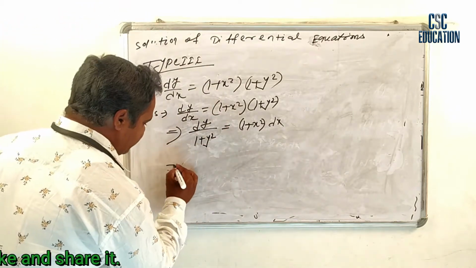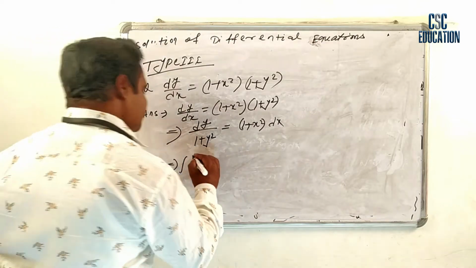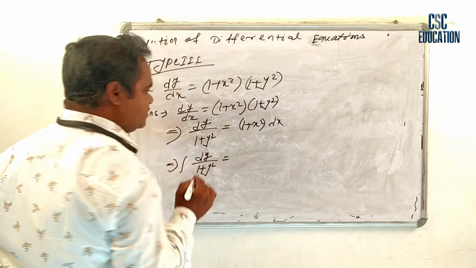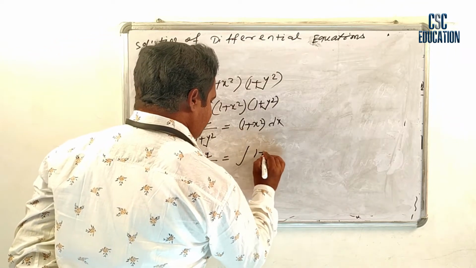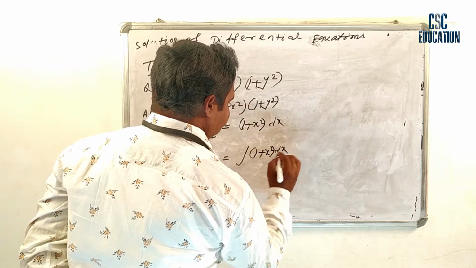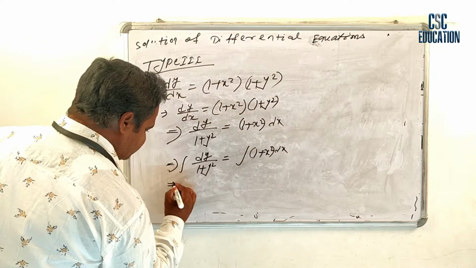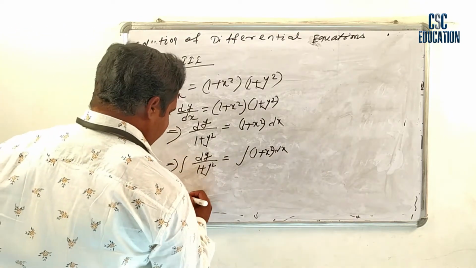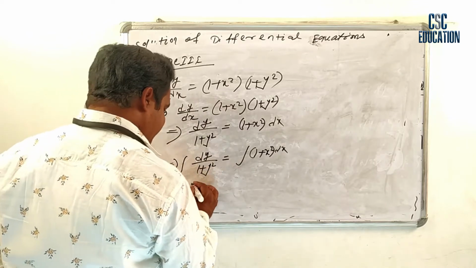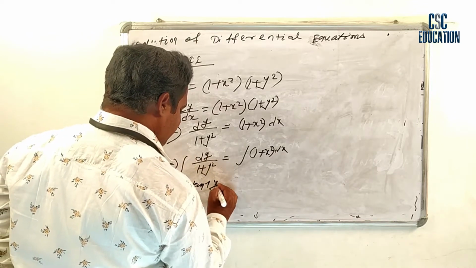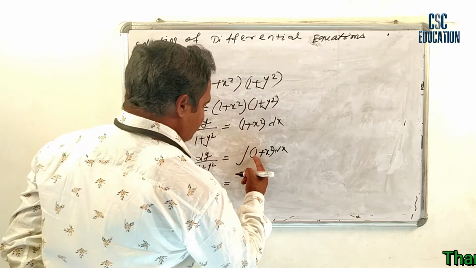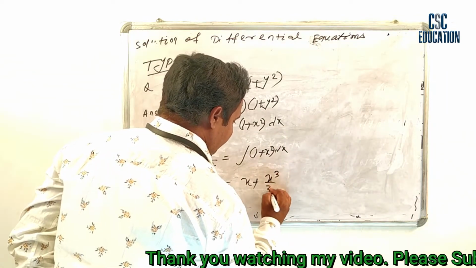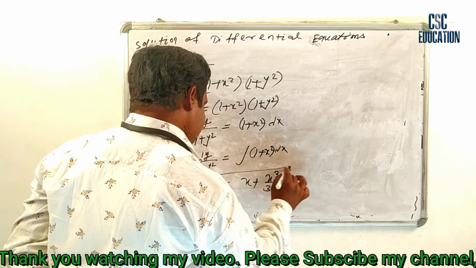The next step is integrating both sides. So the integral of dy by 1 plus y square equals the integral of 1 plus x square dx. The integral of dy divided by 1 plus y square is a standard formula, tan inverse of y, equals x plus x cube divided by 3 plus c. That is your answer.